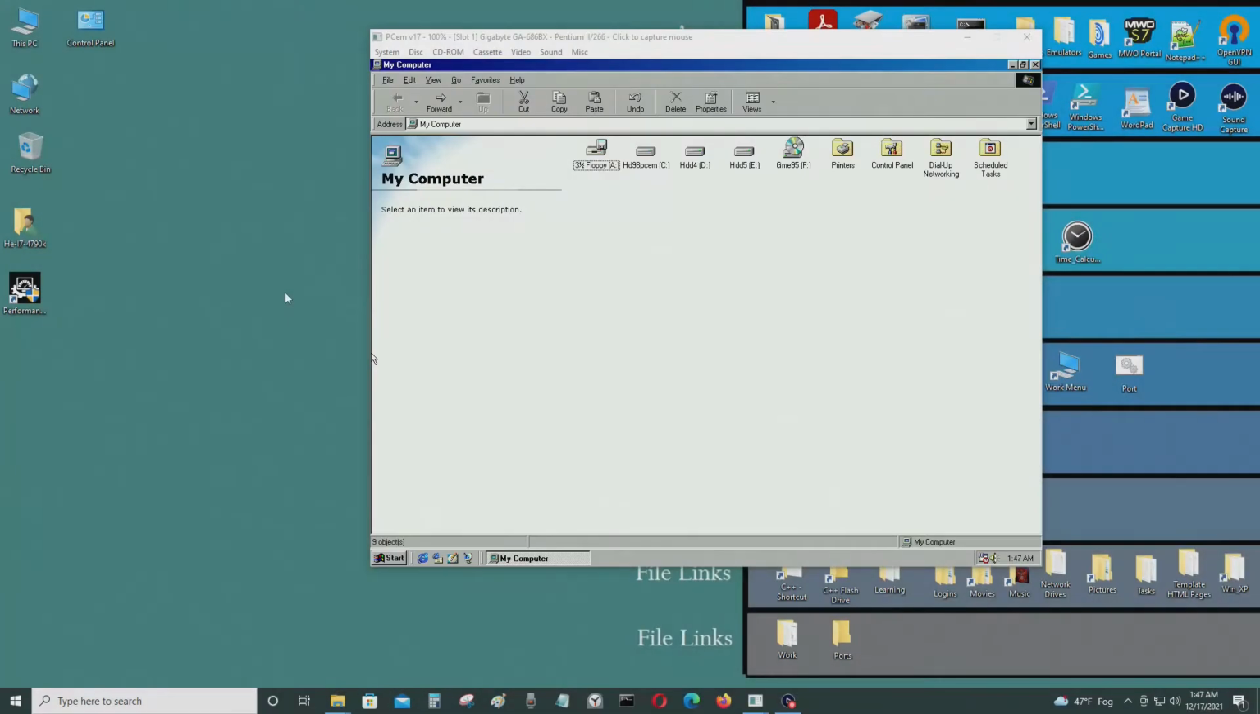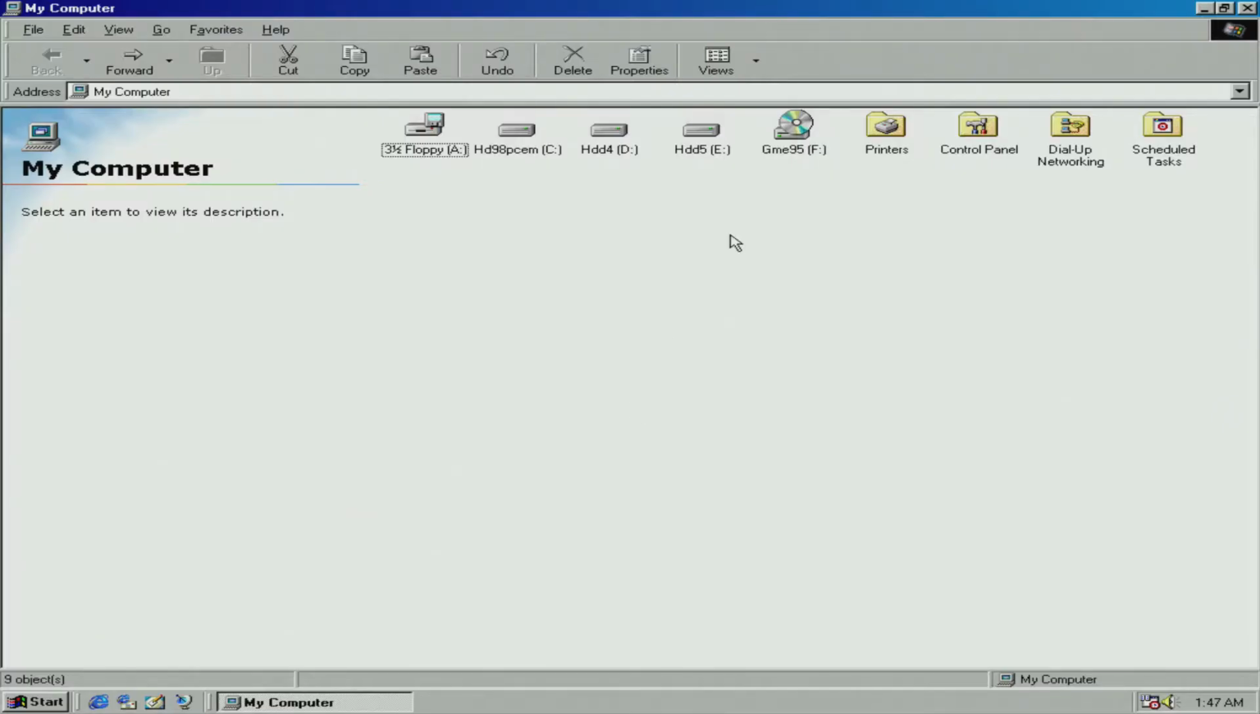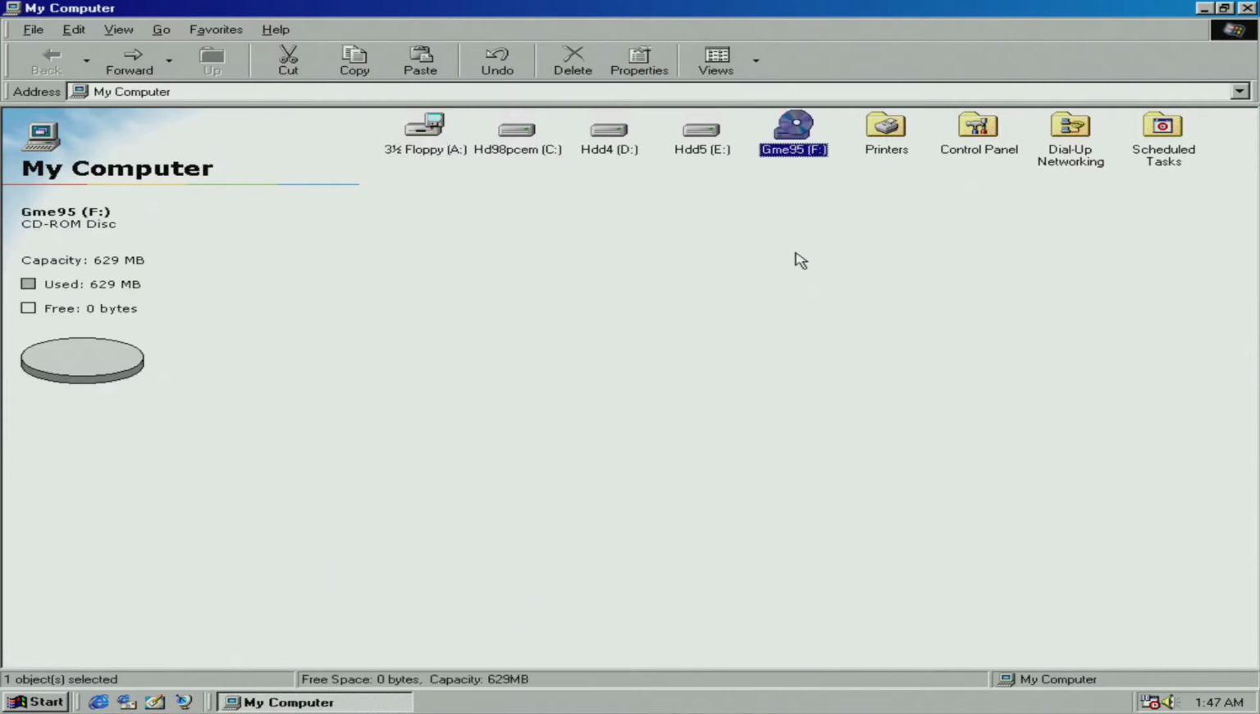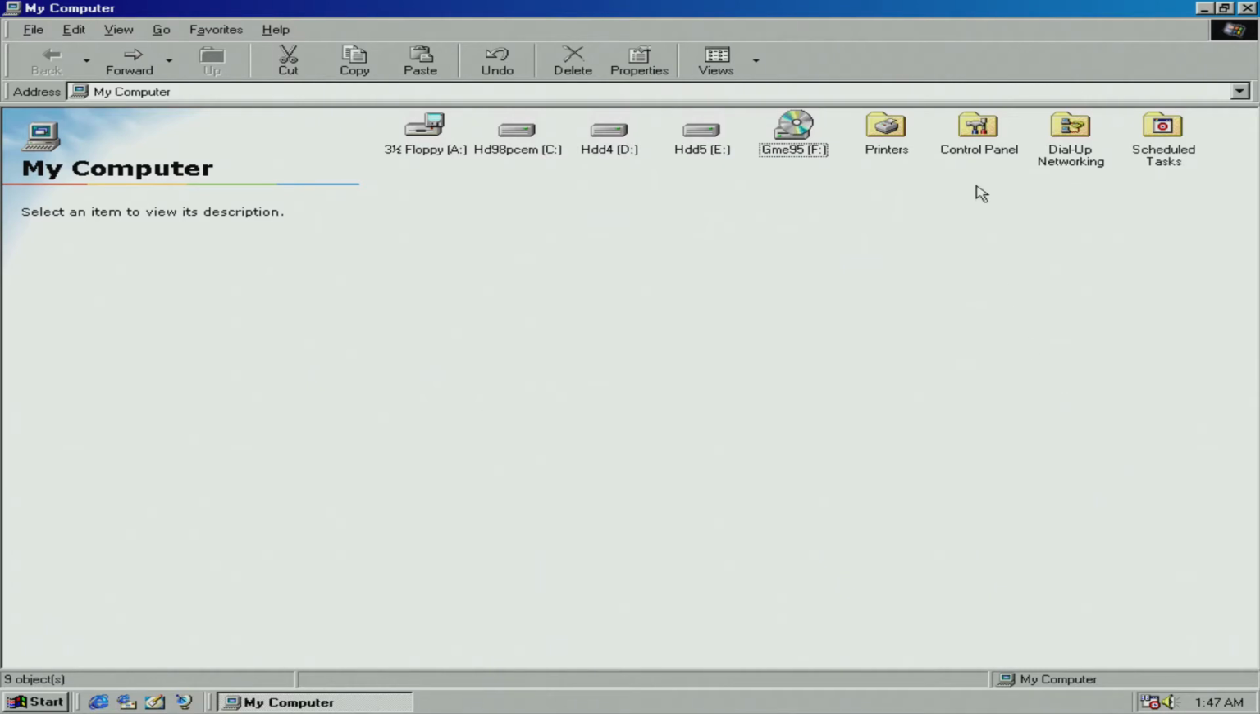Okay, hello everyone. So today I'll be talking about the Grolier Encyclopedia, or Grolier Multimedia Encyclopedia. This multimedia encyclopedia was released in 1995, and I got it with my Pentium 100 computer. It came with some software, and this was part of the software package.